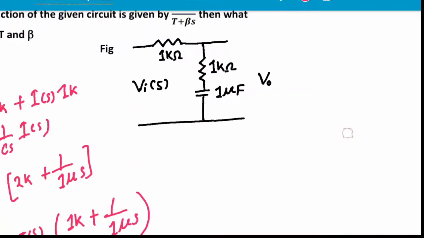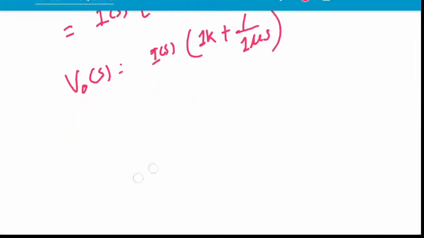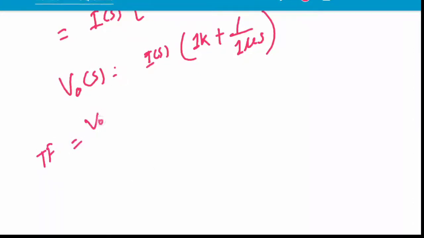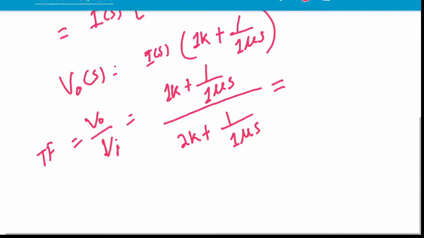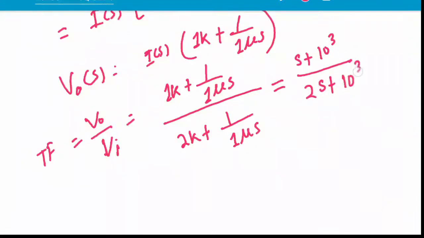Here this voltage, and the transfer function is V output by V input, and this will be 1K plus 1 by 1 micro S, by 2K plus 1 by 1 micro S. If we solve this one, this will be around S plus 10 to the power 3 by 2S plus 10 to the power 3.